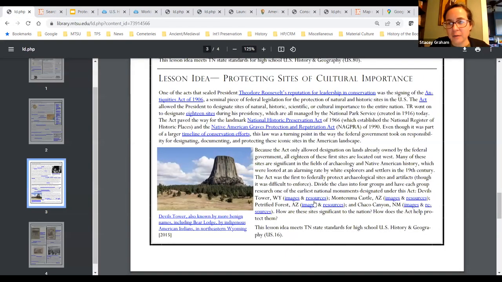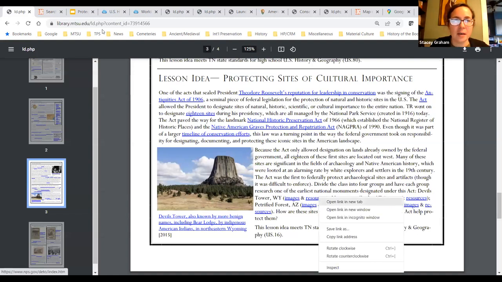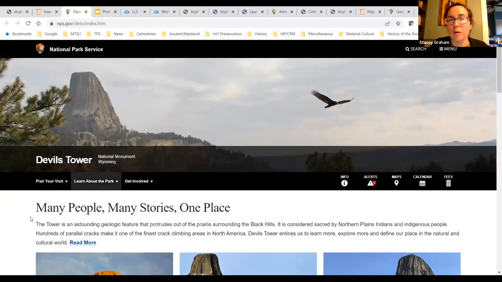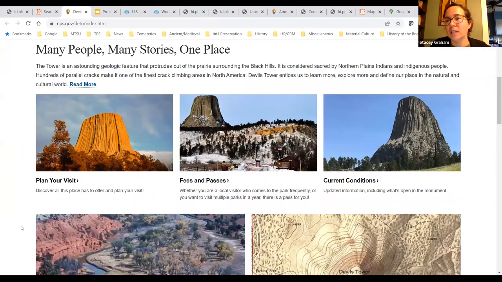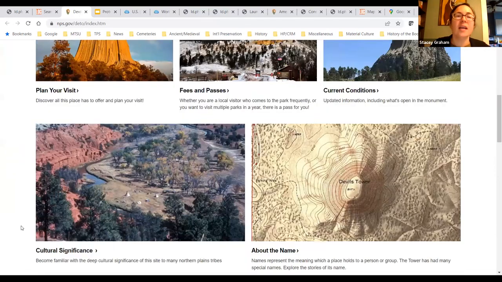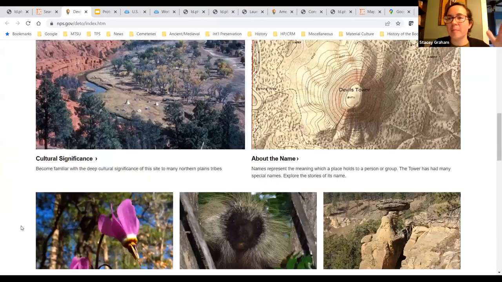And then the resources page, like I said, takes the students to where they can read more about it on the National Park Service website. Basically you can ask them how is this site significant? Why would you want to save this site for the public good? And how can we enjoy it both educationally and recreationally, of natural interest and scientific interest?